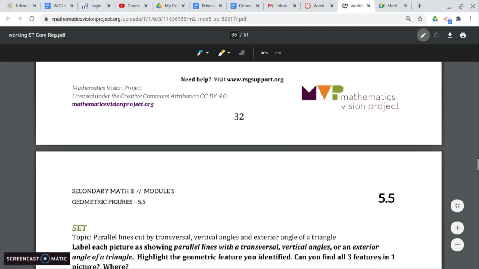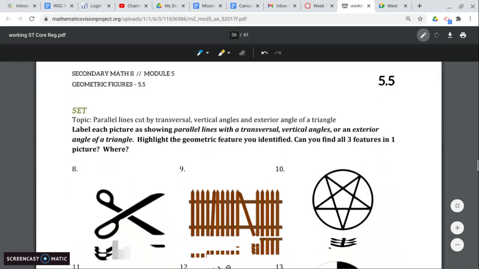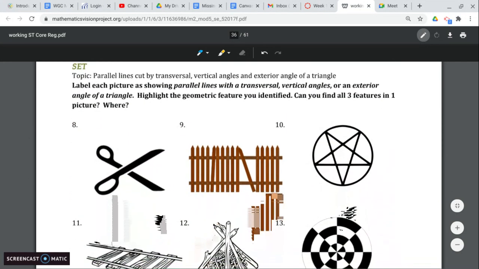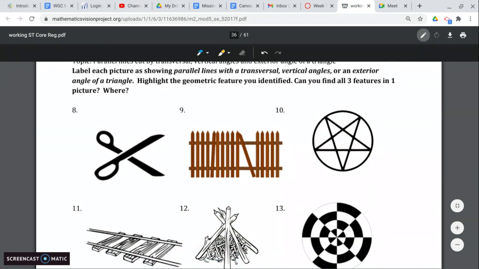All right. The next section is looking at our parallel lines cut by the transversal. So all those conjectures that we had, your keyword is conjectures, about the parallel lines, the vertical angles, and the exterior angle. So we're taking and saying what each picture represents. So on 8, what kind of angles, what does this represent? Well, it's intersecting lines, so it's vertical angles.